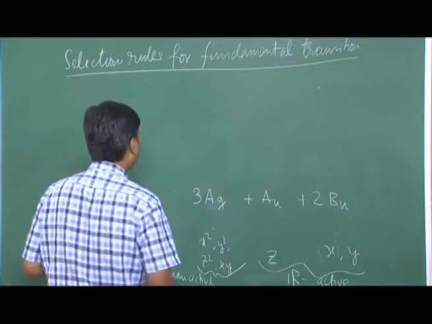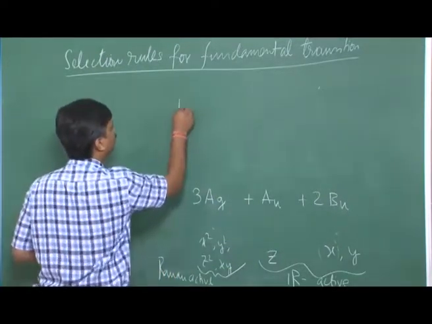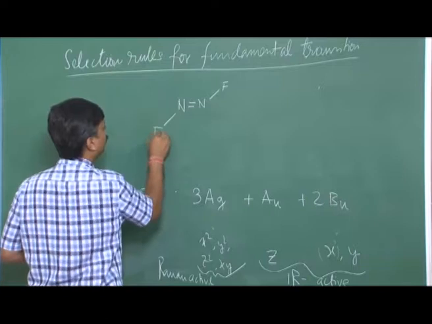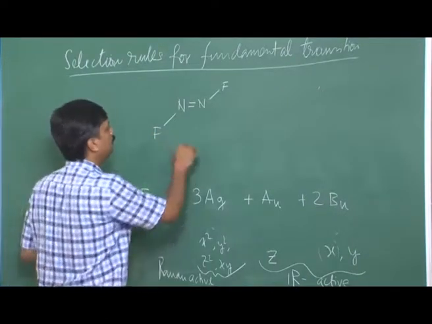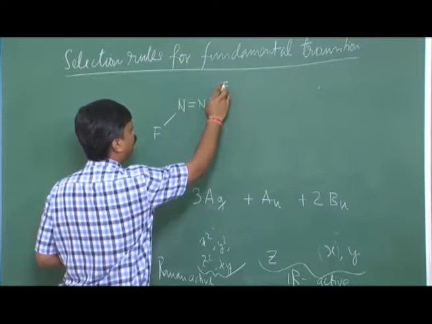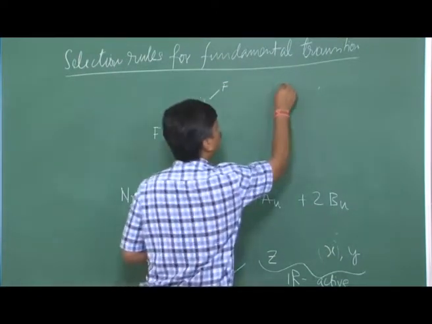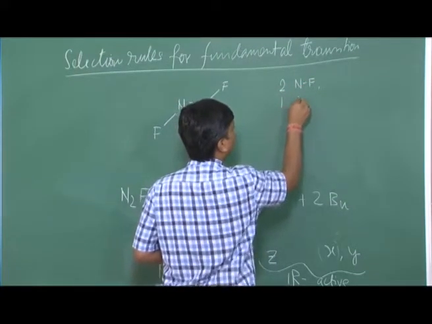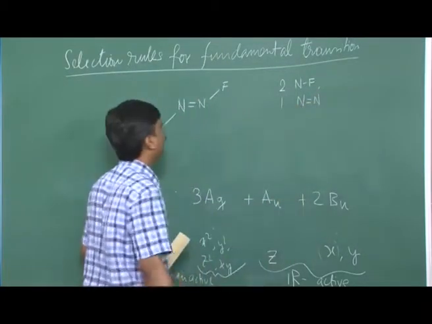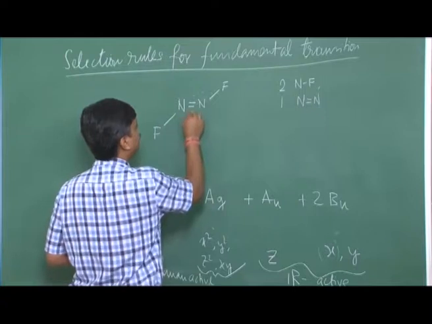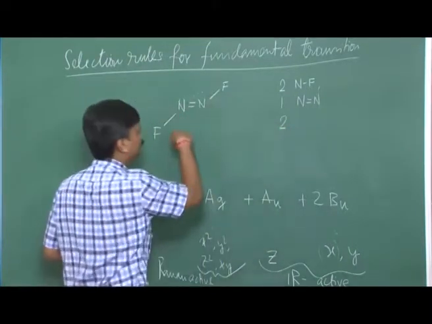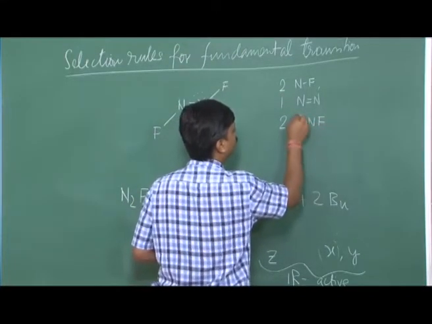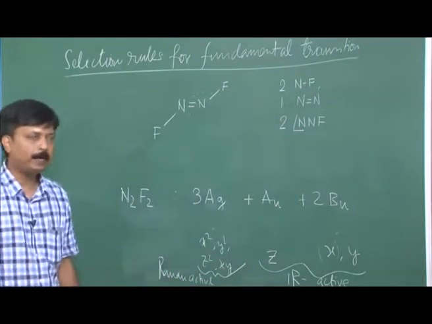So, in case of N2F2, this is the structure. How many bond distances can I take? I can have 2 NF bond distances and 1 NN bond distance. So I have 2 NF, 1 NN, and then I have this angle as well as this angle. Both of them are the same. So I have the NNF angle, right.